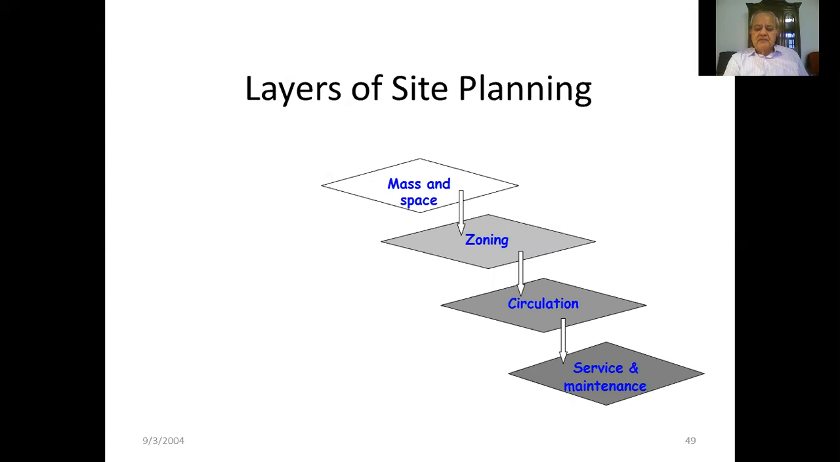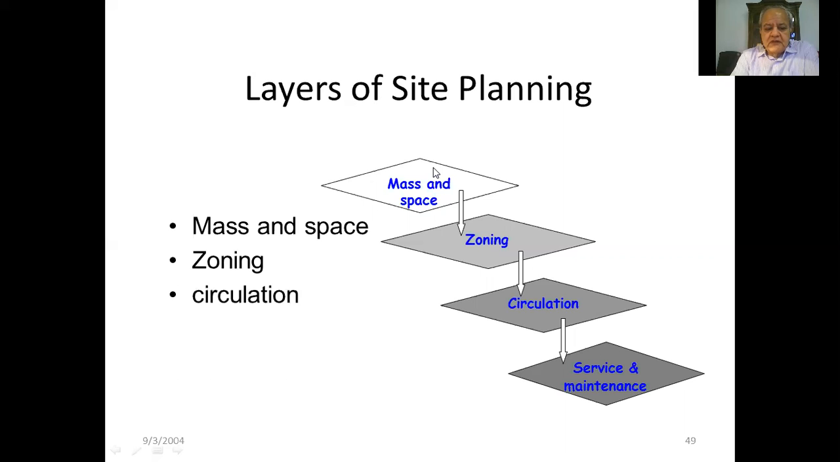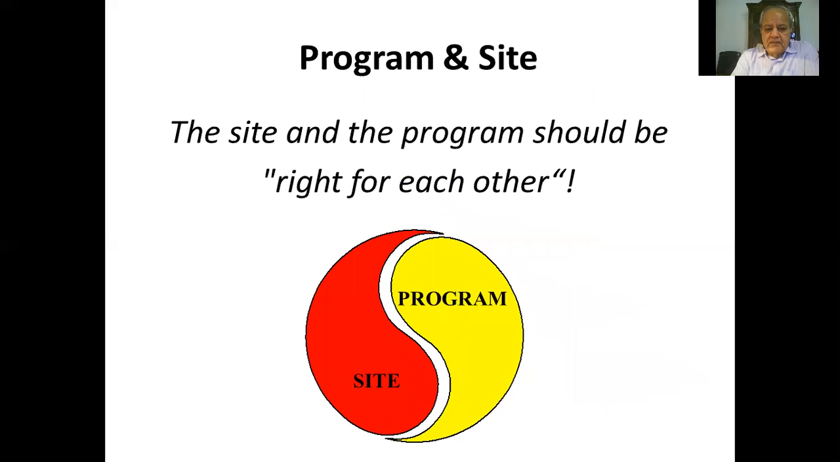So the site planning, after we finish the site analysis, we go into site planning. We need to understand the services, the circulation, the zoning, the mass and spaces that will be on top of it. So these are the different layers of the site plan.